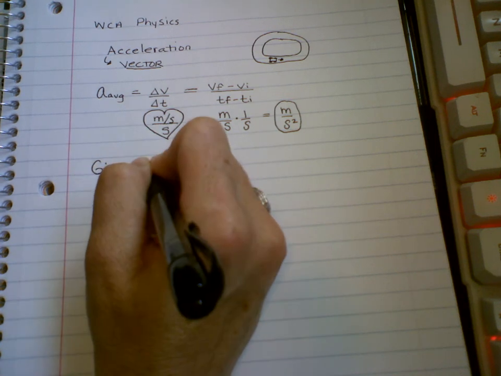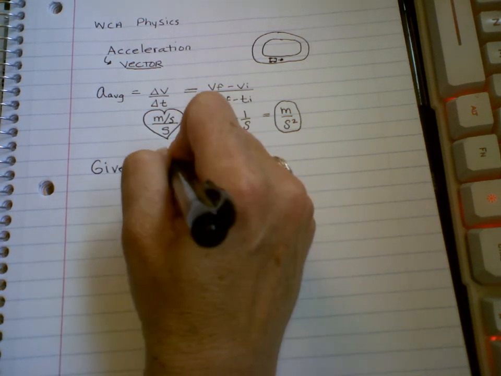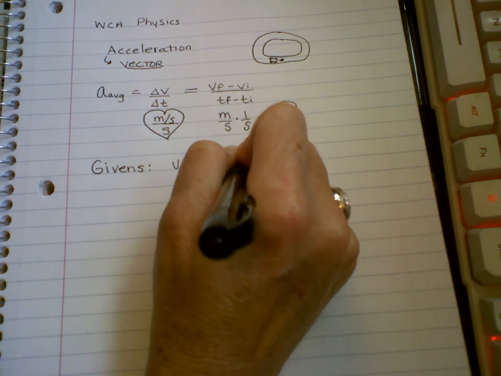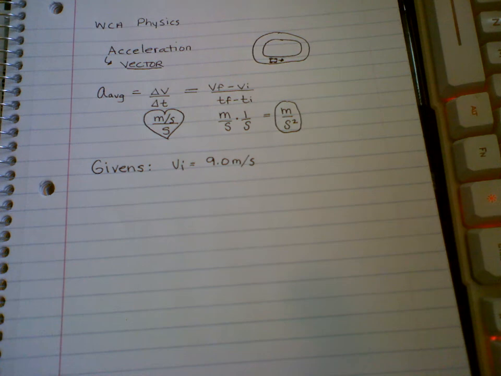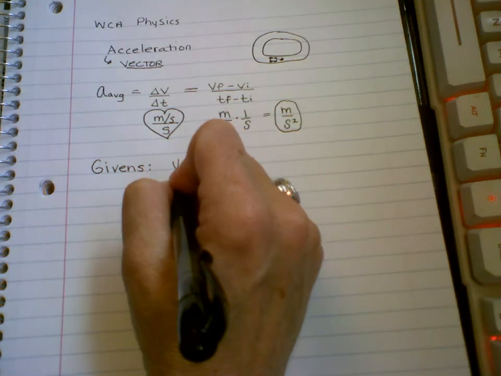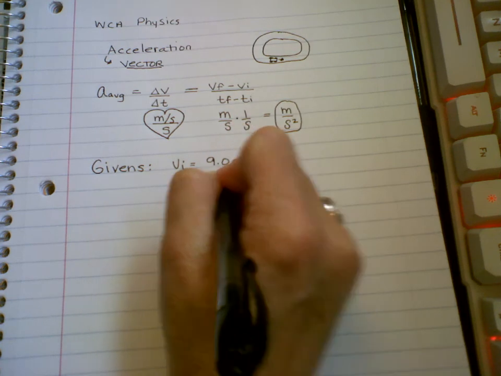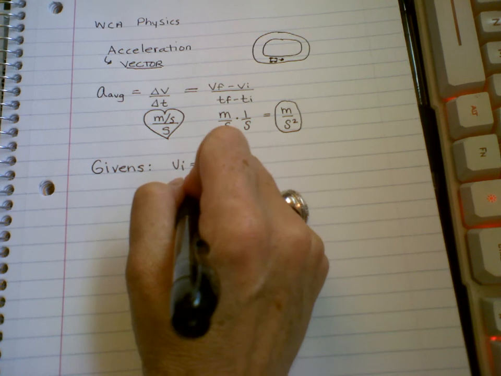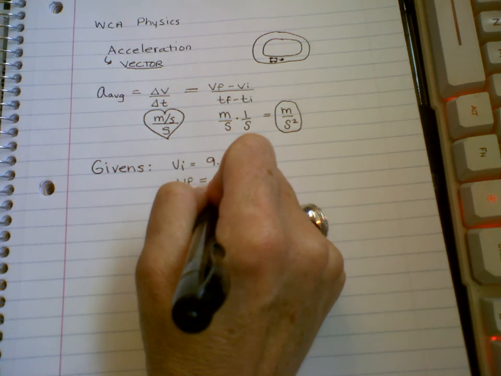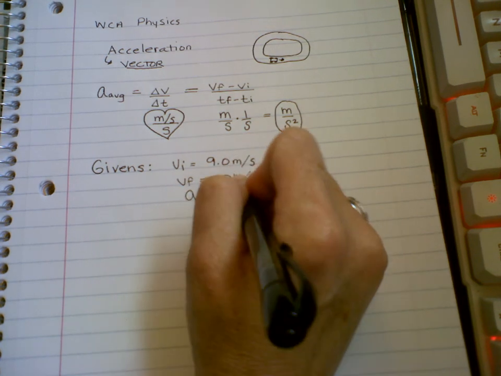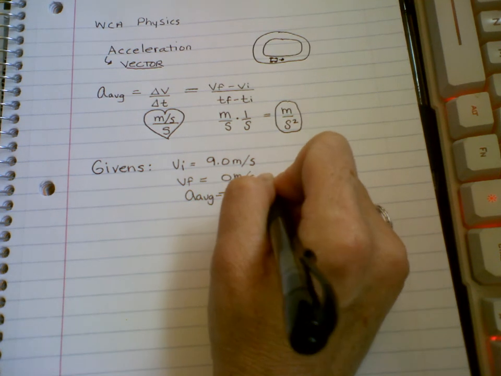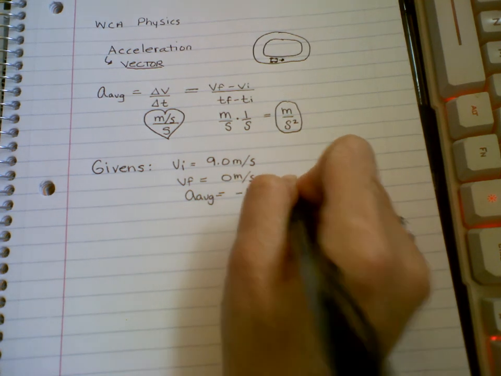What are we given? We know that the initial velocity, v sub i, is 9.0 meters per second, because that's what it's going to start out at, and it wants to stop. We know that the final velocity, because we want it to stop, will be 0 meters per second. And we know that its average acceleration is given as negative 1.8 meters per second squared.